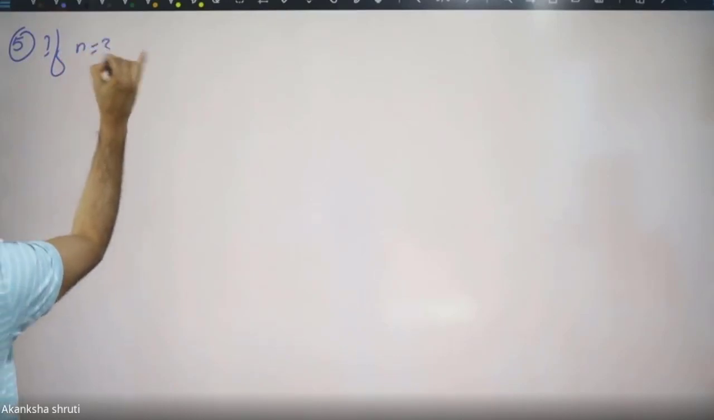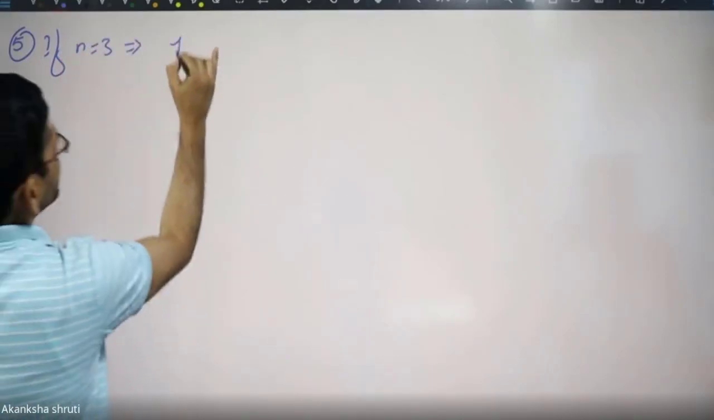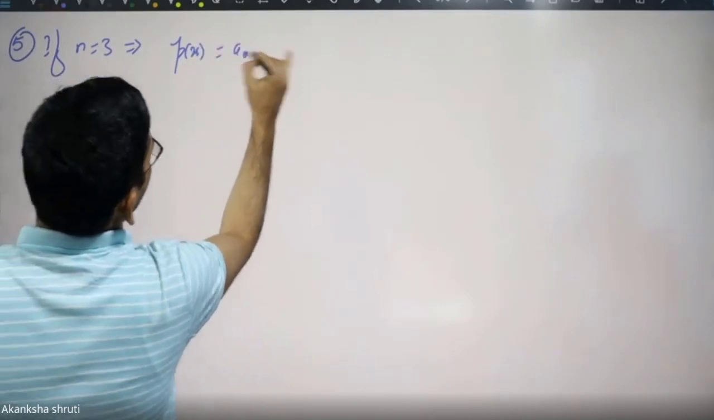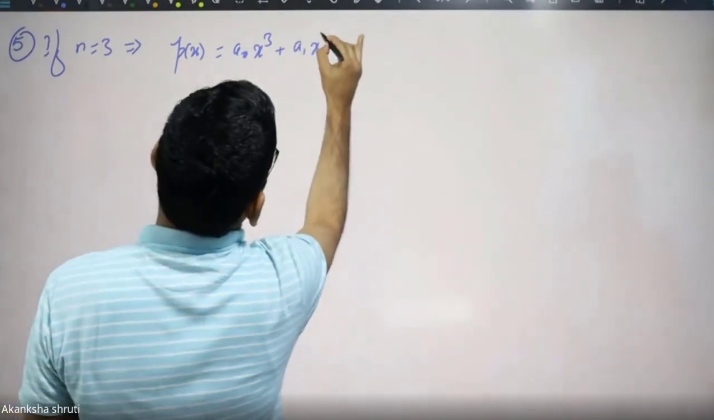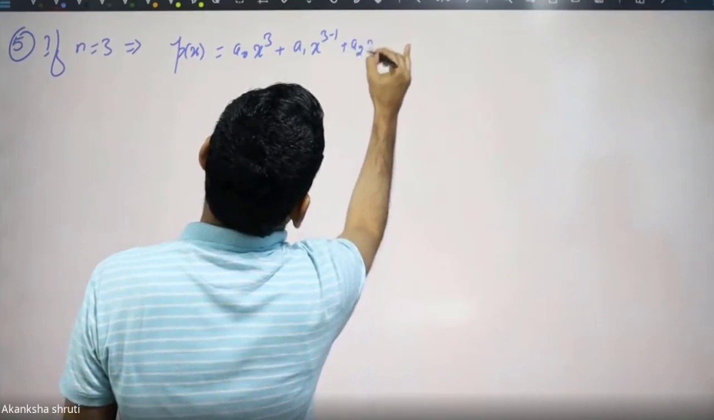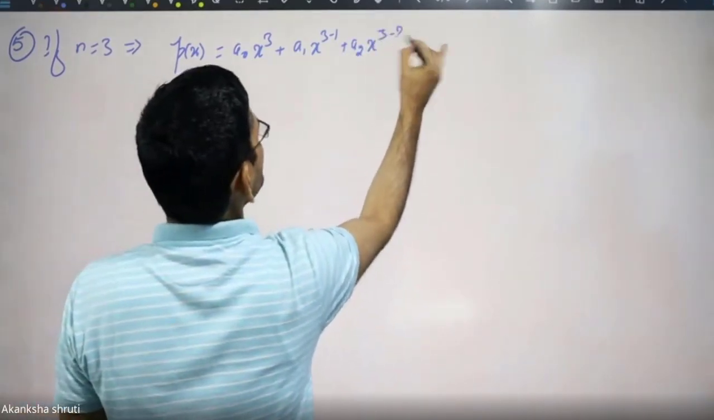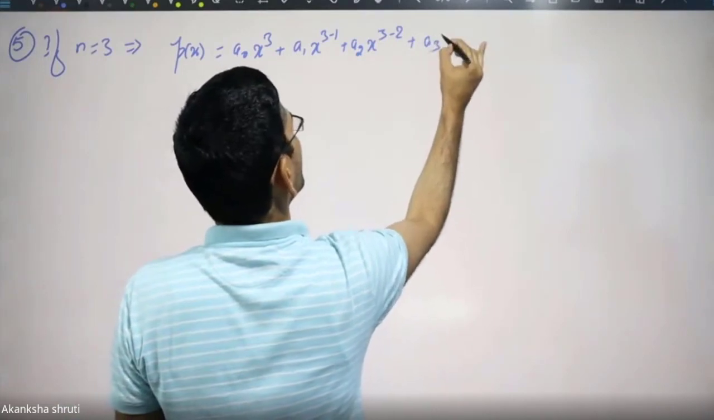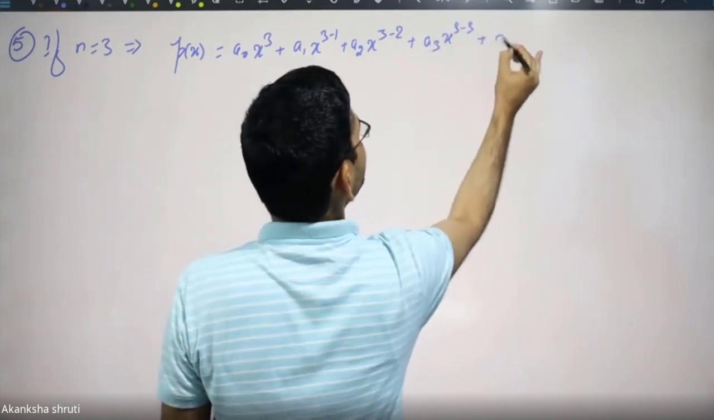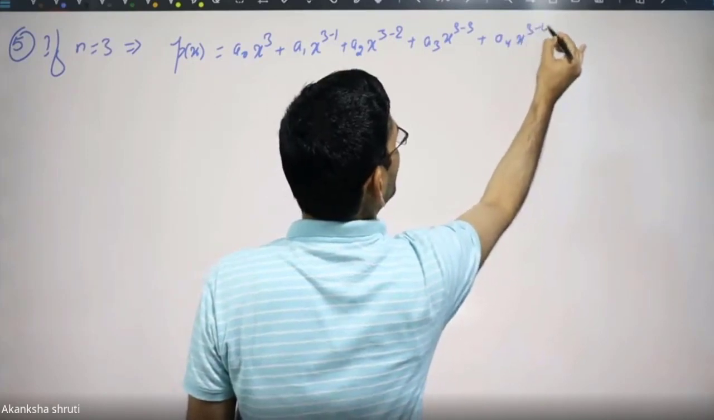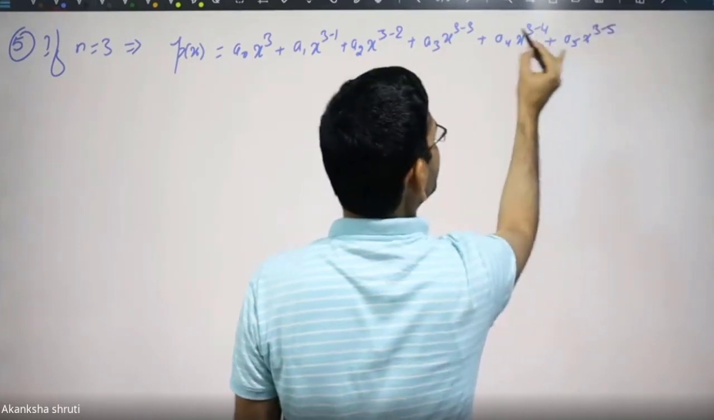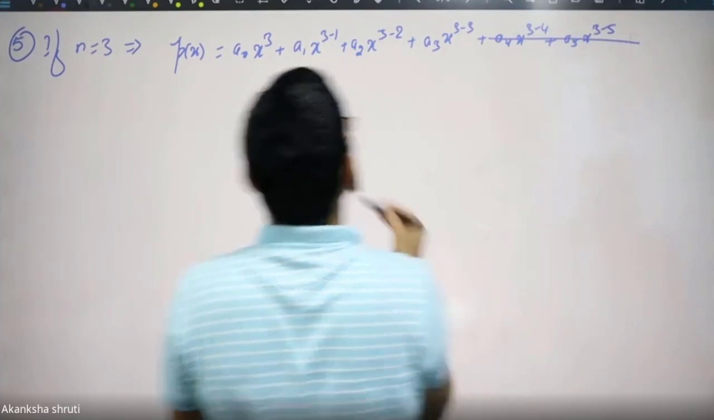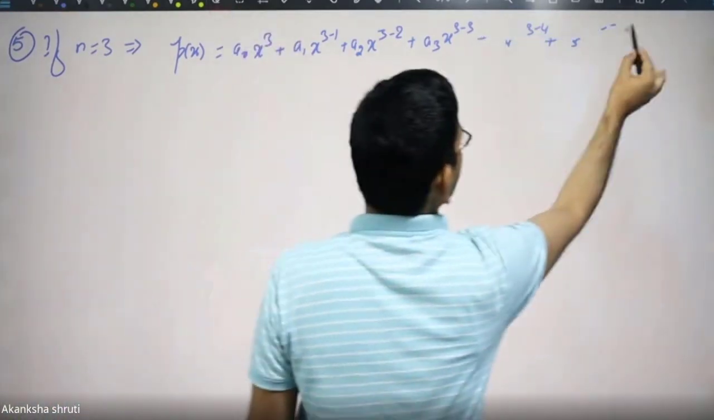So write down the fifth. If this n is equal to 3, this implies the general form will get converted into a0 x^3 plus a1 x^(3 minus 1) plus a2 x^(3 minus 2) plus a3 x^(3 minus 3) plus a4 x^(3 minus 4), but a5 x^(3 minus 5), but here we are getting negative powers of x, so these are not possible. So leave these terms, student, be careful.